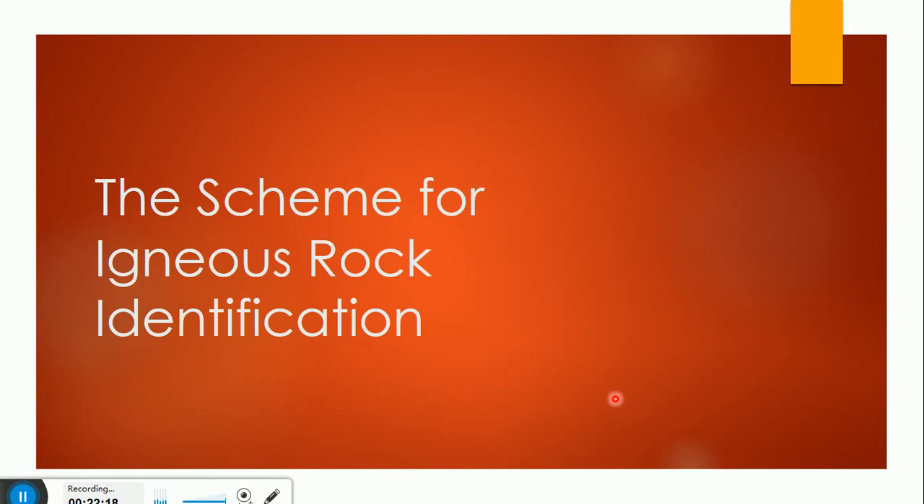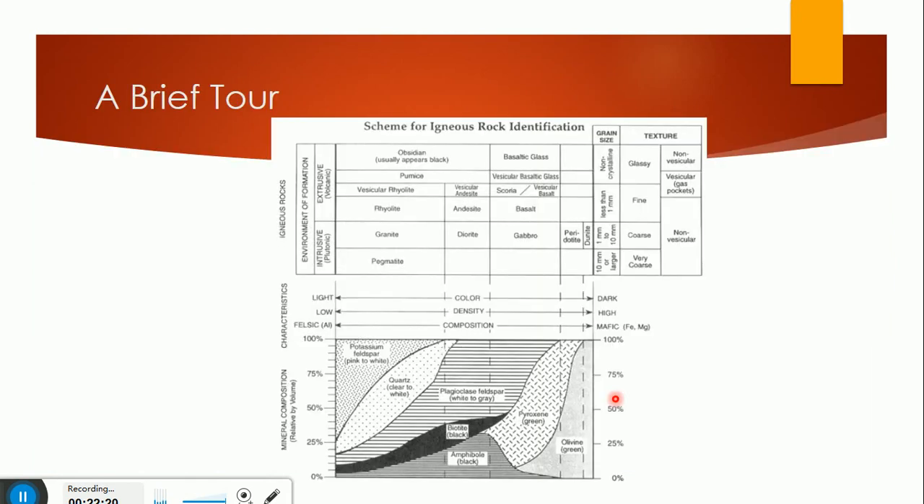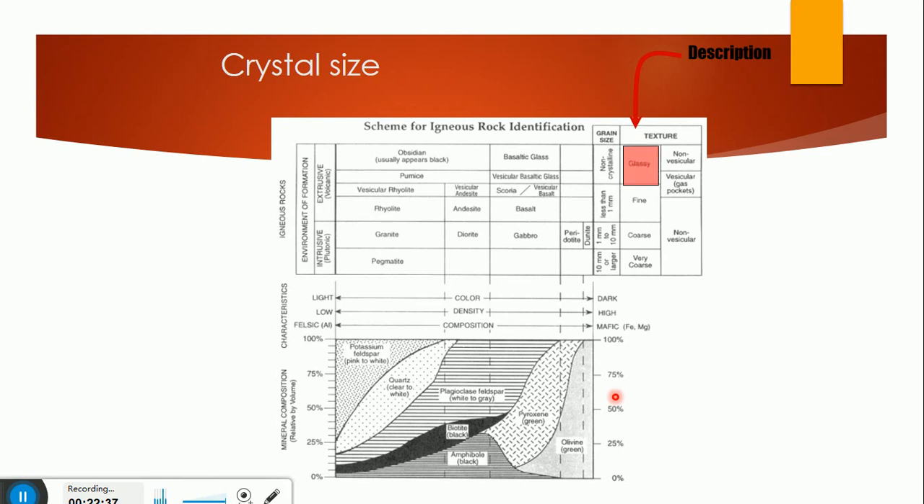The scheme for igneous rock classification can be easily seen from this diagram. First, starting with the crystal size description. First, texture: glassy, fine, coarse, very coarse. Glassy texture shows non-vesicular and vesicular, that is, gas bubbles. Fine is less than 1 mm. Coarse is 1 mm to 10 mm. Very coarse is 10 mm or larger.